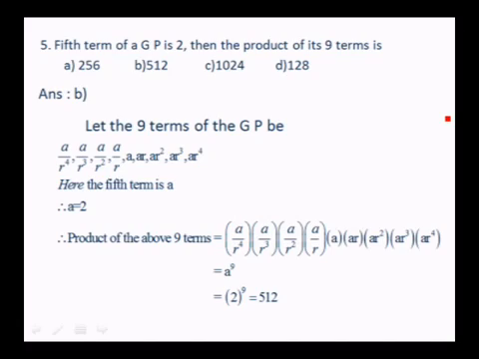He has given that the fifth term is 2. Therefore, a equals 2. So, a to the power of 9 becomes 2 to the power of 9. The product becomes 2 to the power of 9, which is nothing but 512. So, the option is B, 512.